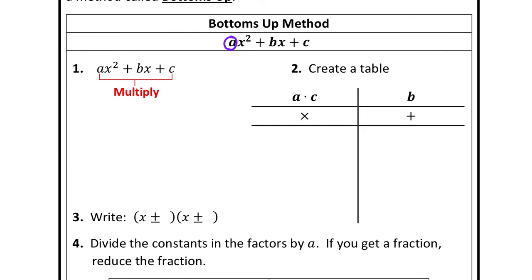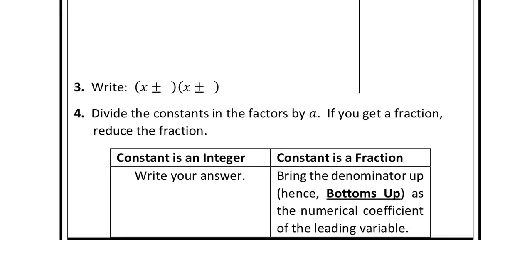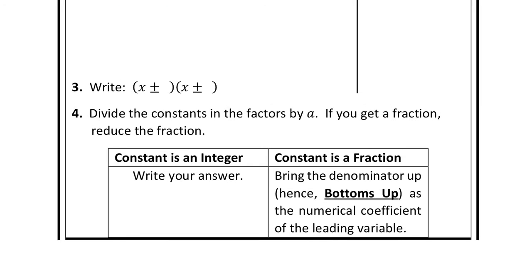And then there's an extra step that we didn't do before, right? So up to step 3, that's what we did before. Step 4 is where the bottoms up method happens. So let me scroll down to step 4. Okay. So step 4 says divide the constants by a factor of A.